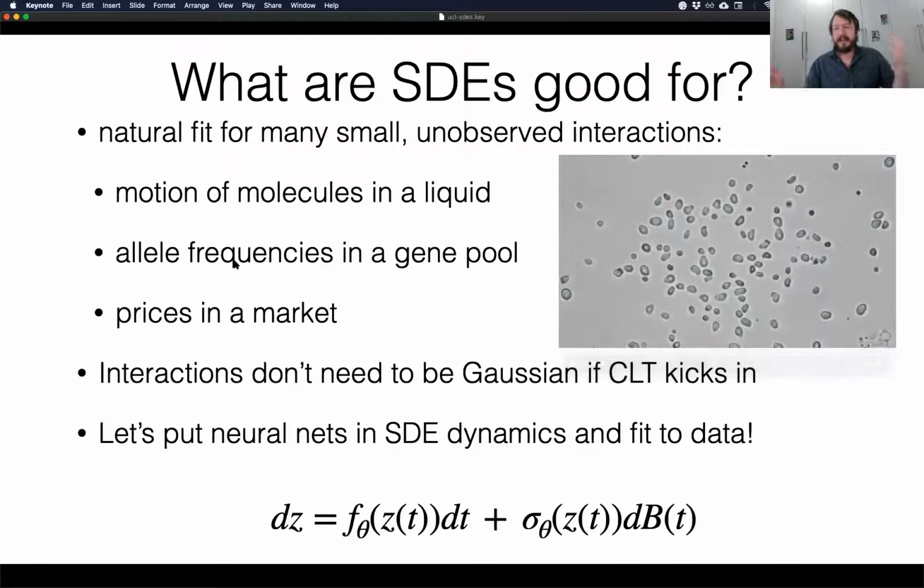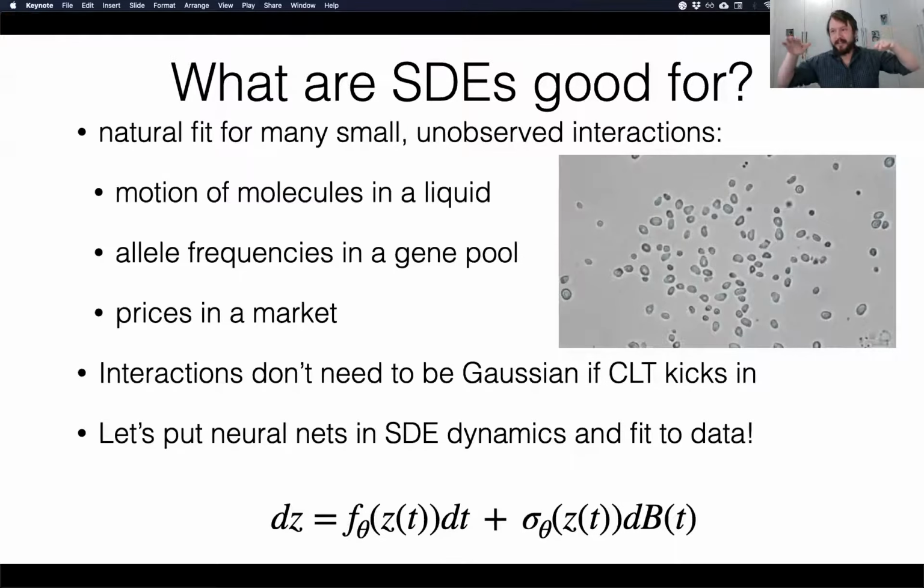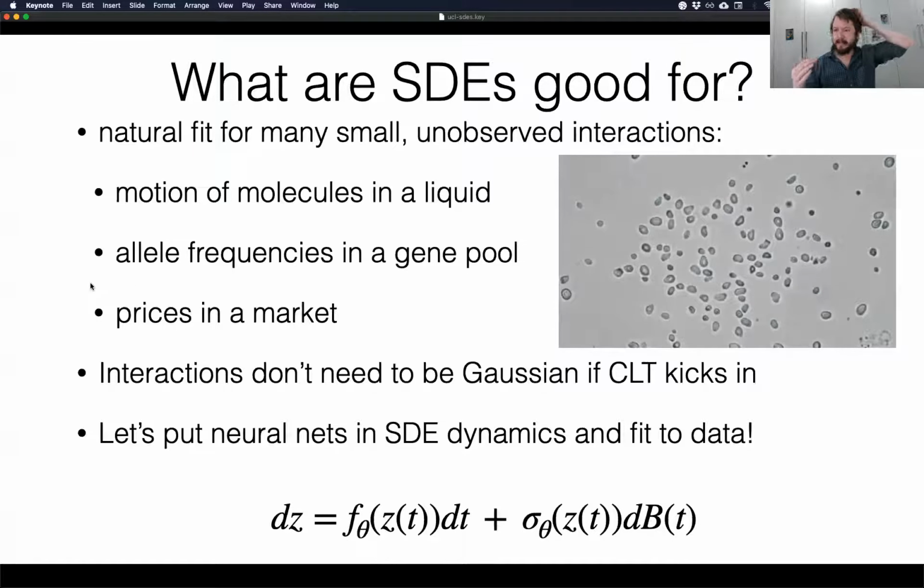Also, allele frequencies in a gene pool: anytime an animal dies or has a baby, its gene frequencies go up or down. Or in a market, anytime someone learns something or makes a trade, that makes prices go up or down a little bit. The crazy thing that I think is not intuitive is that these interactions don't need to be Gaussian. As long as the central limit theorem kicks in, as long as they have any sort of well-behaved variance, then you can describe these millions of tiny interactions asymptotically arbitrarily well by this mean plus standard deviation times a Gaussian change instantaneously.